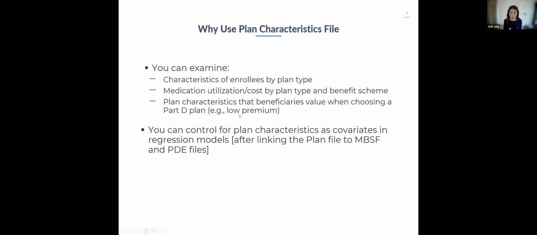And also anything that we have discussed so far, medication utilization or cost, do they vary by plan type or benefit scheme? If a Part D plan provides more generous benefits, do they have increased medication utilization, or do they spend more? So you can do all the analysis by plan type and benefit scheme or service areas as well, if you want to draw some national map of how much they spend.